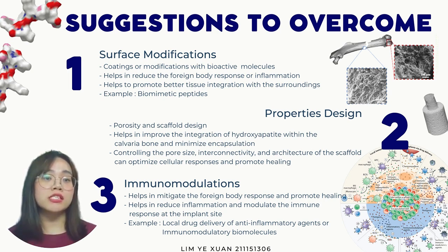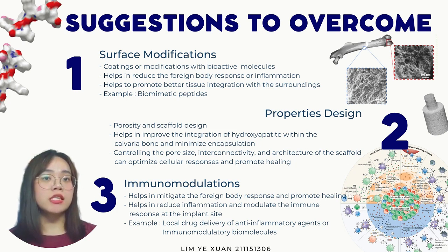The second suggestion is properties design. Instead of using individual granules, porosity and scaffold-based design granules are suggested. This is because it can improve the integration of hydroxyapatite within the cavernous bone and minimize encapsulation. Also, controlling the pore size, interconnectivity and architecture of the scaffold can minimize the cellular responses and promote healing. The porosity and scaffold-based design could also facilitate nutrient diffusion, cellular ingrowth, and vascularization.